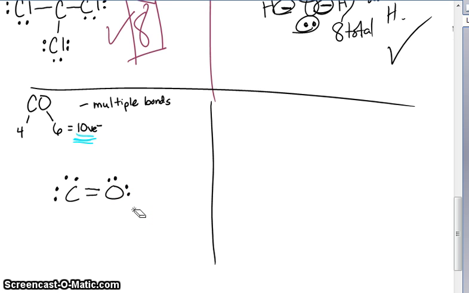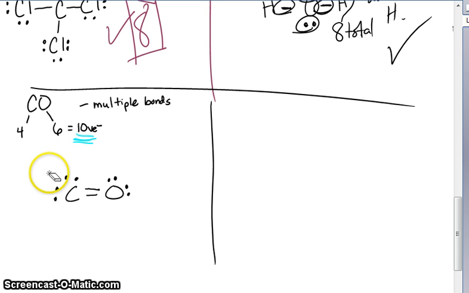Now I'm going to count my total electrons again. 2, 4, 6, 8, 10, 12. Are you freaking out? Oh my gosh. I have 12, but I'm supposed to have 10. What do you do when you have too many? You add a bond. When you have too many, you add a bond.